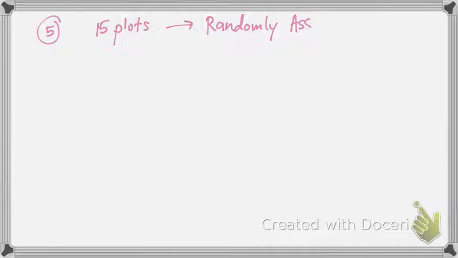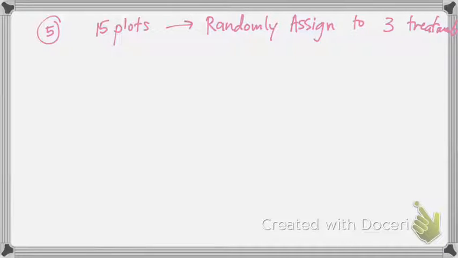Going to record this. So if we're looking at number 5, it talks about distributing... we have 15 plots of land, and we want to randomly assign them to 3 treatments.